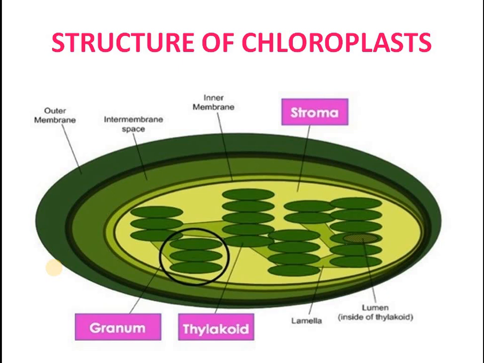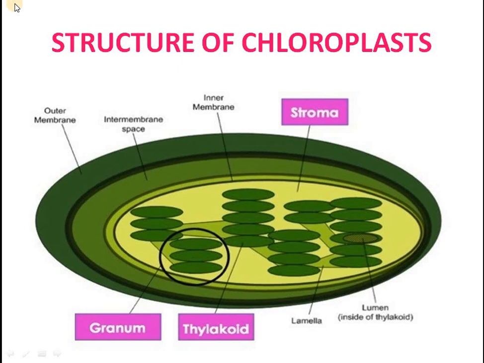Now let's proceed further. Here you can see these sac-like things. Basically these are single entities. If you take them singly, they are known as thylakoids. When thylakoids are stacked on one another, they are collectively known as granum. I am repeating it again. You can see here a sac-like or disc-like entity. This is a thylakoid, and when these thylakoids join together, they are known as granum or grana.